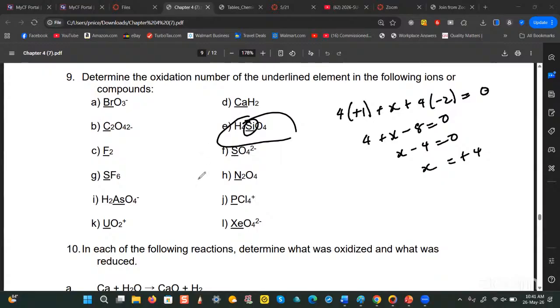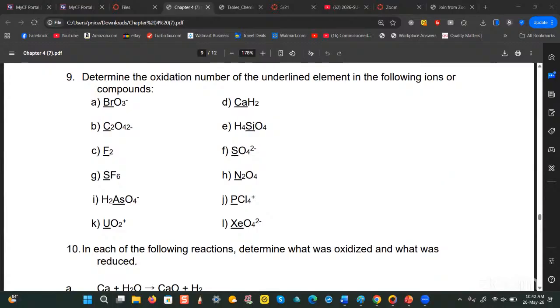I think that's the only example. Yeah, I don't see any other example of hydrogen bonded to a metal. So you have to be careful, right? If hydrogen is bonded to a metal, then the oxidation number is -1. But if hydrogen is bonded to anything else, a non-metal or metalloid, then the oxidation number is +1. All right.